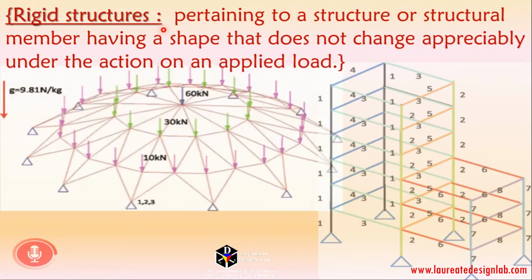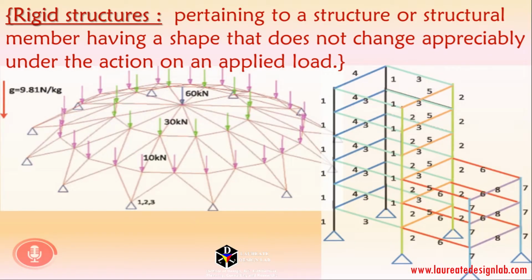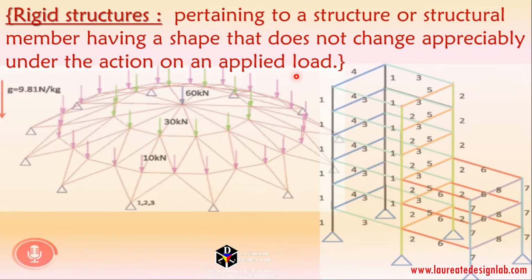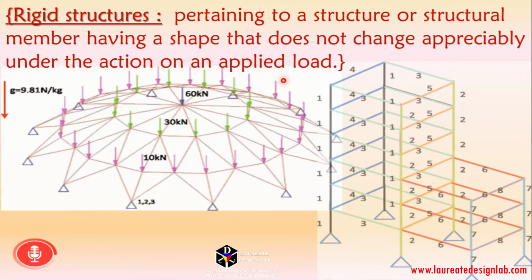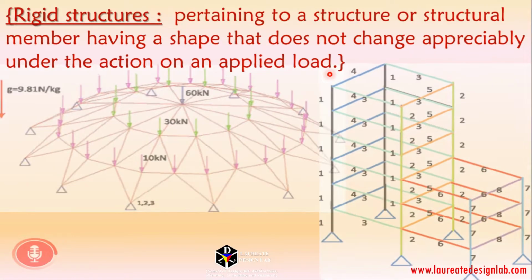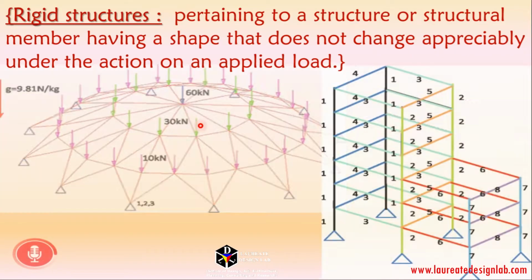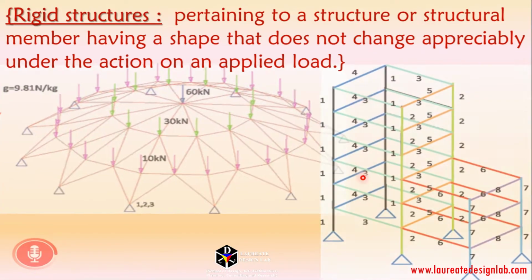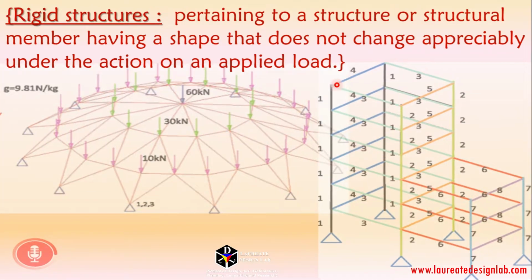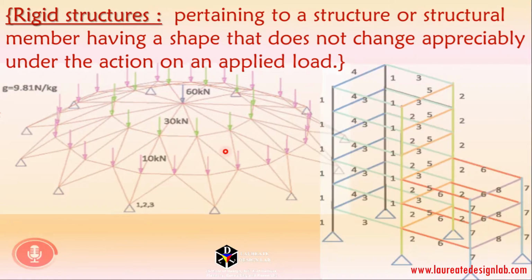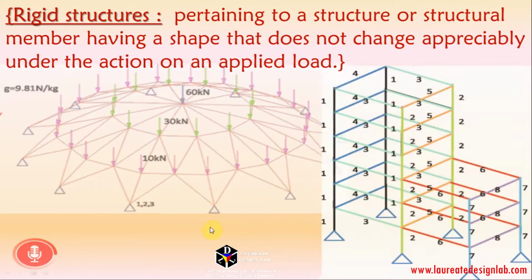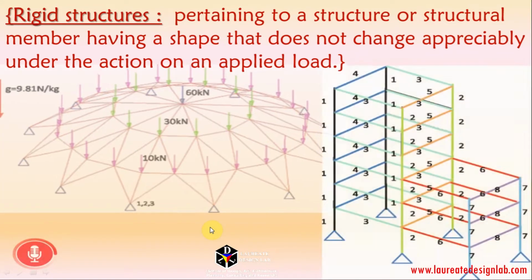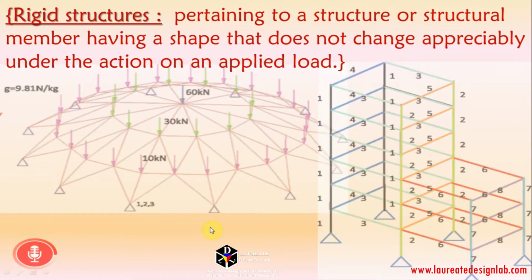Rigid structures pertain to a structure or structural member having a shape that doesn't change appreciably under the action of an applied load. This is also termed as moment frame systems, and it consists of linear elements like beams and columns. The word rigid means ability to resist deformation. It must act as a load resisting skeleton, and its skeleton must resist movement. Its members must take bending moment, shear force and axial loads.